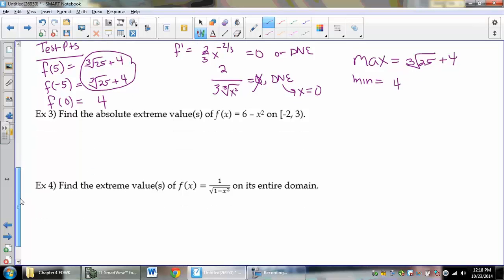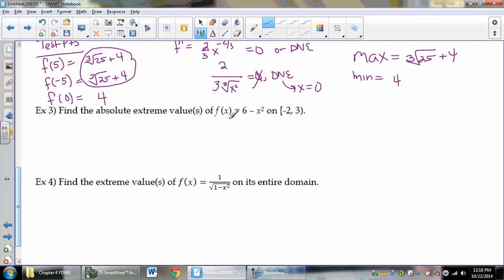Now this one says find the absolute extreme values of f of x equals 6 minus x squared on the half open interval from -2 to 3. So the rule is still the same. Absolute extreme values can only occur at critical points or endpoints, but in this case, I only have one endpoint. So I'm just going to test f of 2 and see how that is.